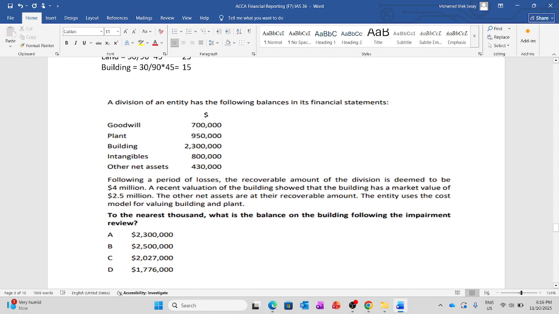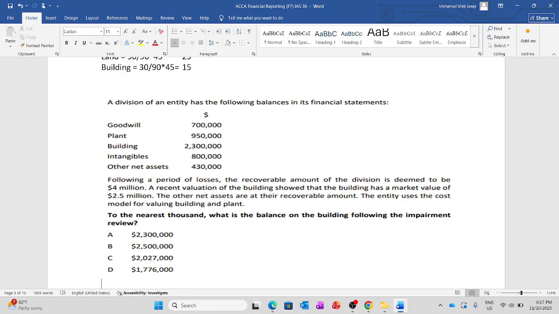So now we are going to look at another example, which is an objective test question. You can solve it on your own. I'm just going to extract the key points for you to understand. A division of an entity has the following balances in its financial statements: goodwill, plant, building, intangibles, other assets. Following a period of losses, the recoverable amount of the division is deemed to be 4 million. So for calculating impairment, we need to compare the recoverable amount and the carrying amount.